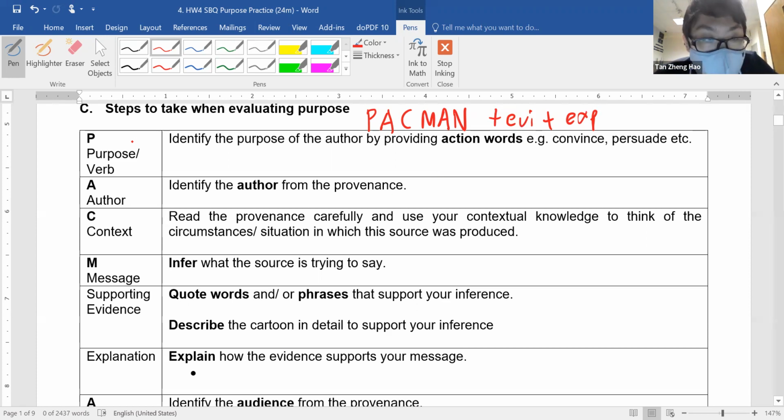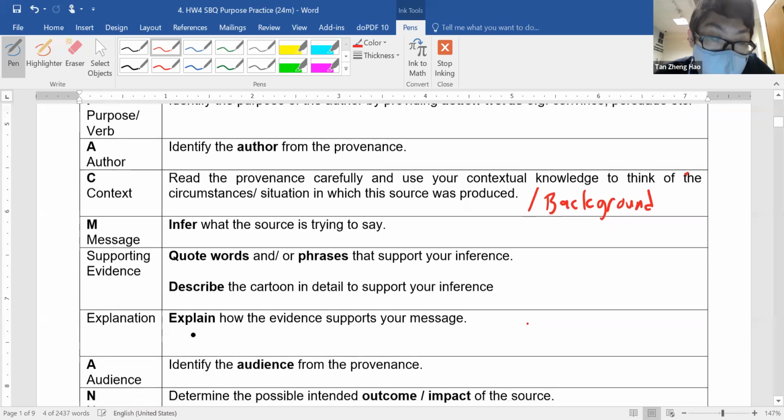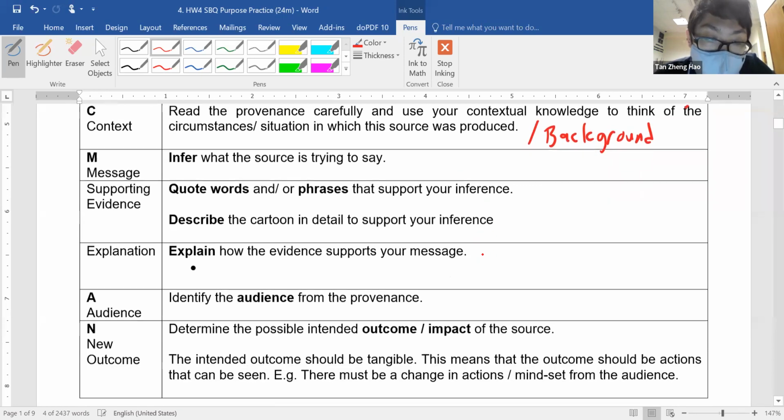So what does Pac-Man mean? P stands for purpose verb, so convince, persuade. A for author, C for context. Context is also otherwise known as the background. So what was happening at the time? It usually tells us that maybe there is a problem that the author wants to address and fix. That's why the context is important. Message is basically an inference of what the source is trying to say. You need to give evidence and explain as usual.